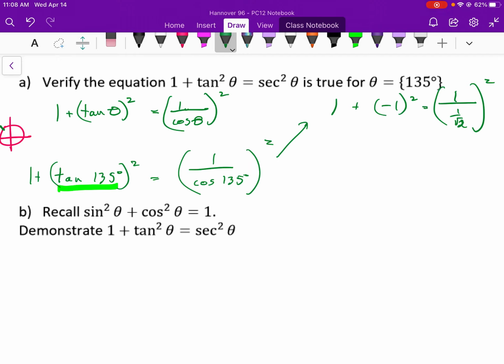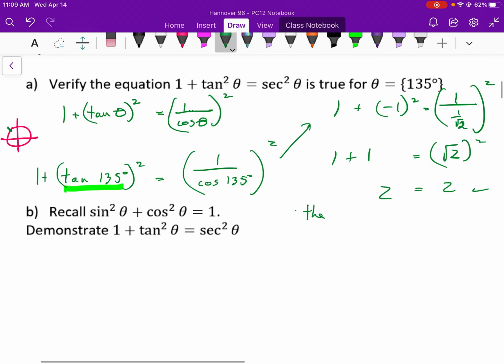So let me work on this a little bit. 1 plus negative 1 squared, so that'd be 1 plus 1. And the left-hand side is going to be, I'm going to square it. Actually, you know what? I'm going to multiply by the reciprocal of the denominator, and that would be root 2 squared. And what I get is root 2 is equal to root 2. Check. So this holds up.